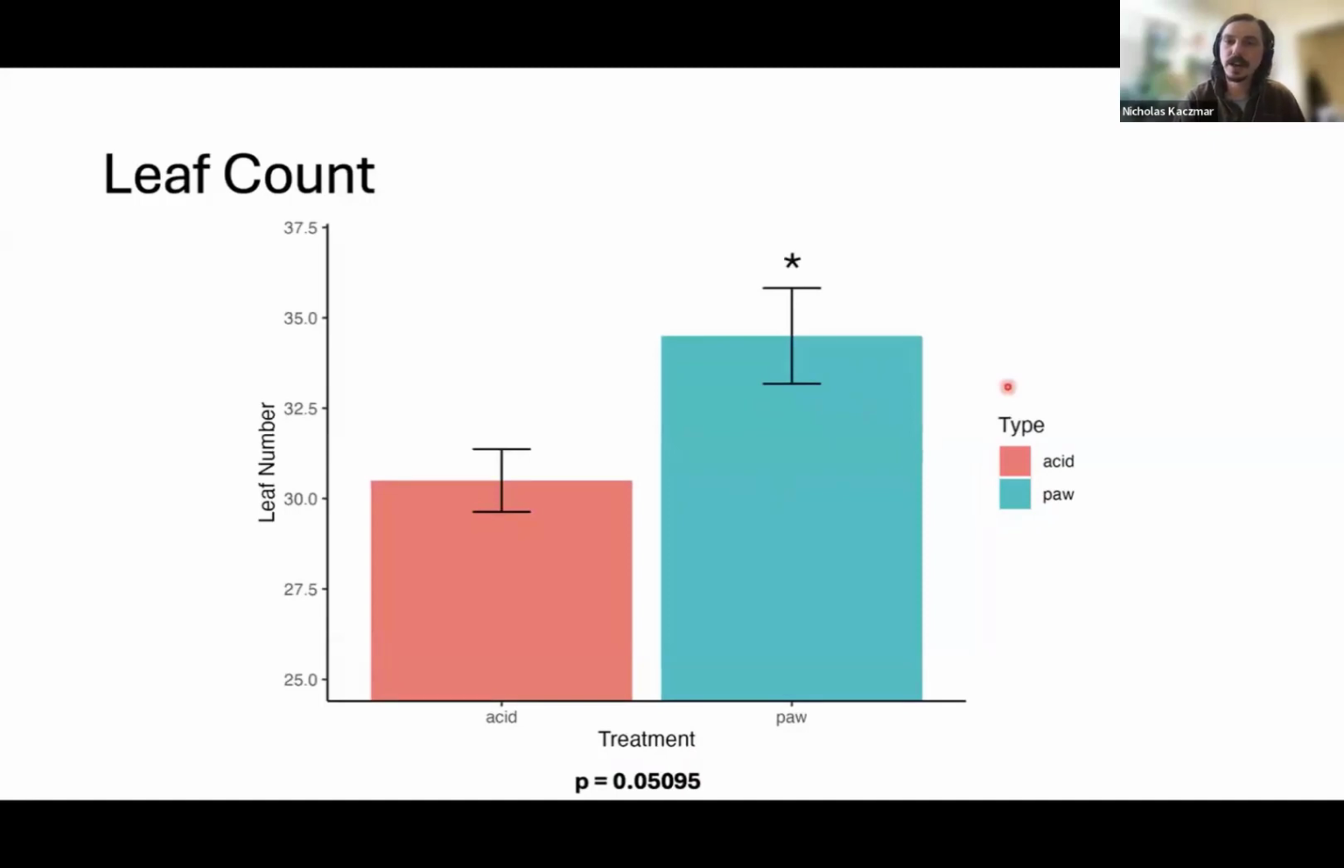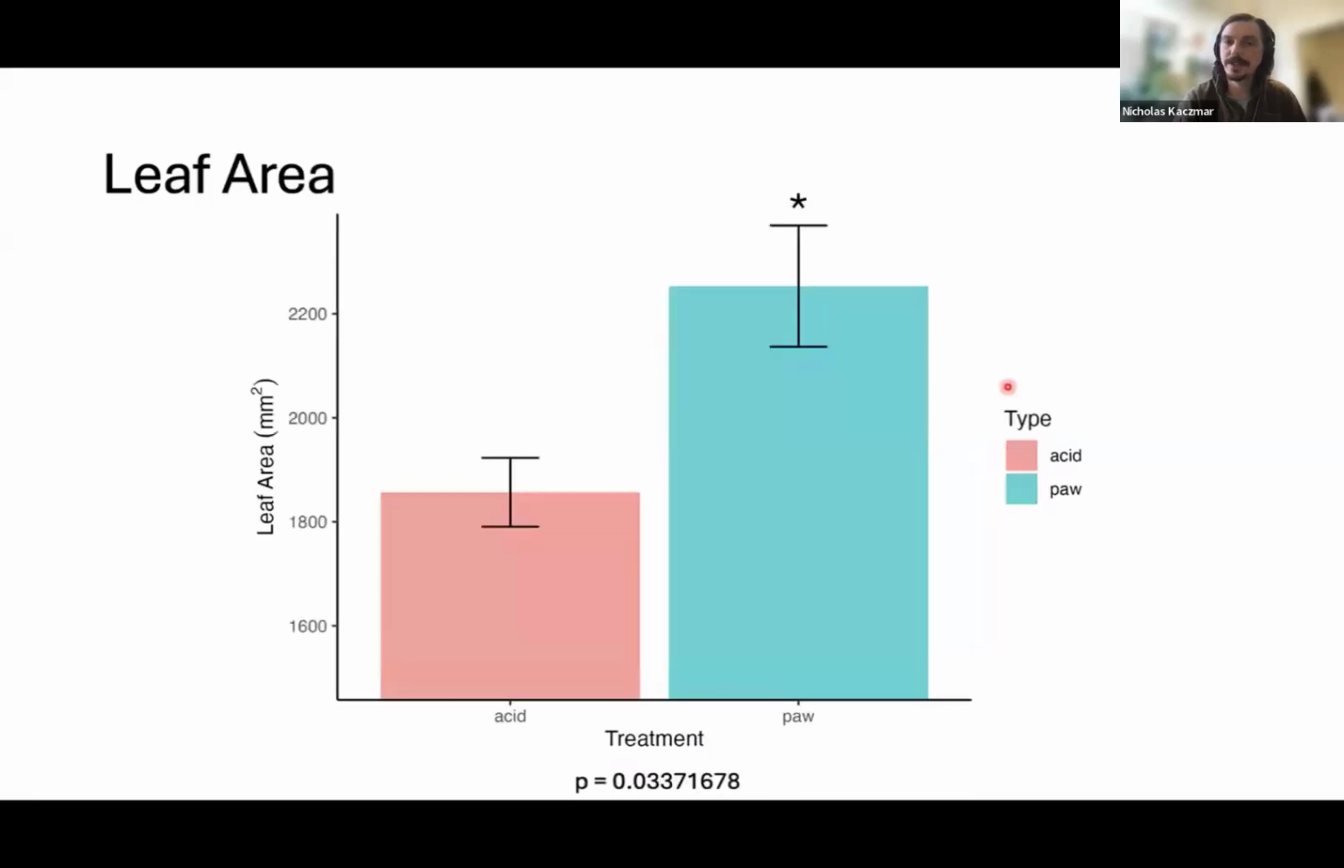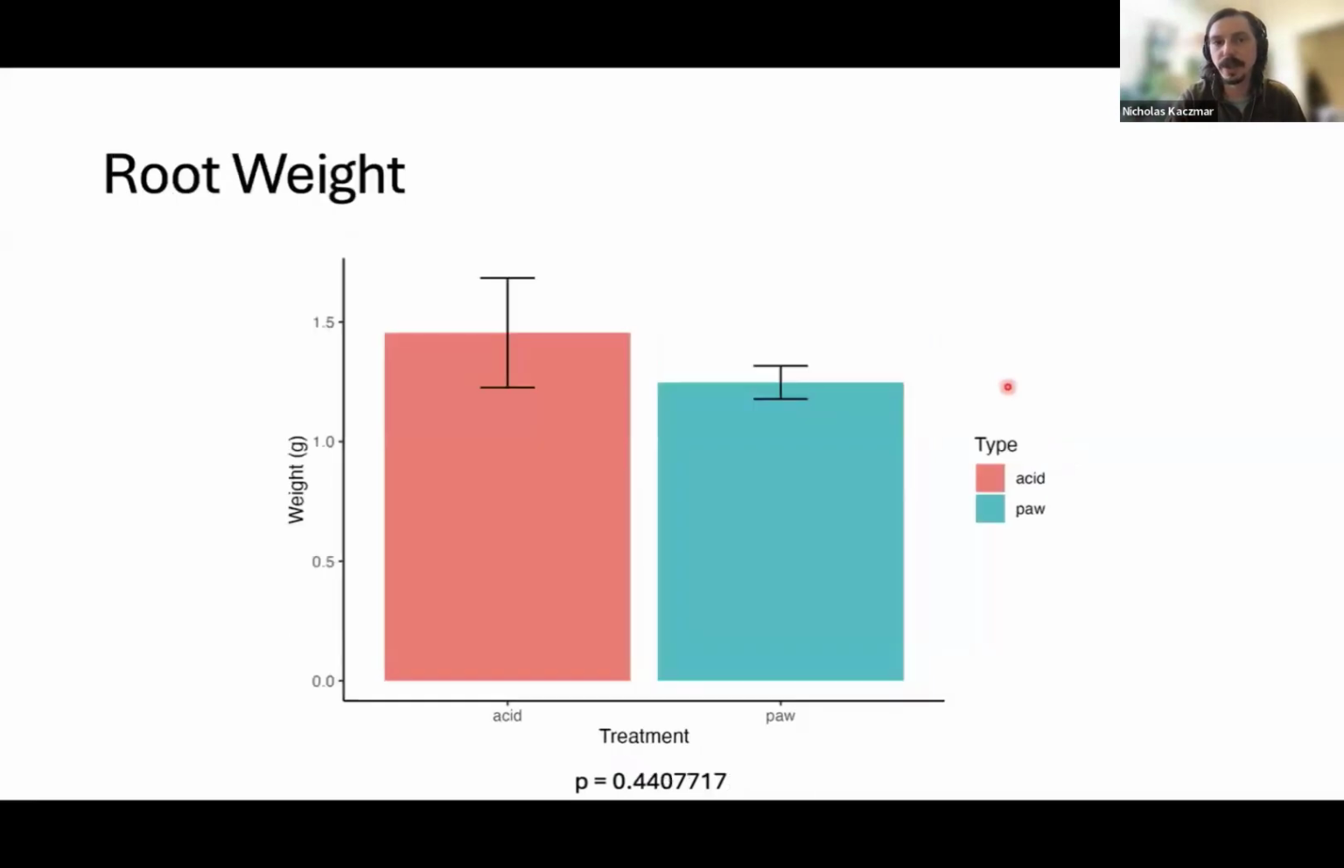We had a significantly higher number of leaves on the plants where PAW was added, and the leaf area was significantly larger. So overall, we're seeing a pretty big impact. Just adding that small amount of PAW to adjust the pH is having a large impact on our plants. And then the roots, there was no significant difference there, so it wasn't impacting root health.